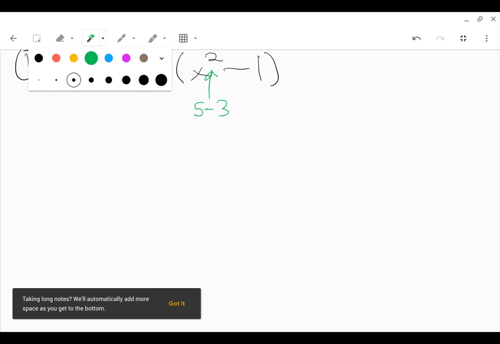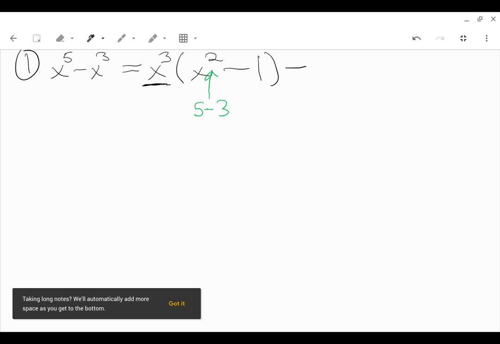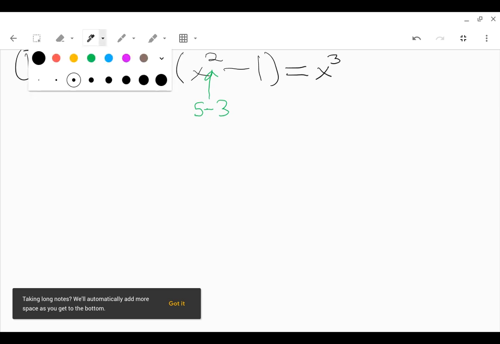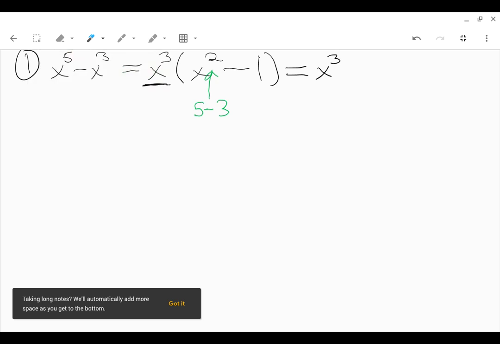Okay, and then in this case, x squared minus 1, that's a difference of squares. And so this expression here can be factored as x plus 1, x minus 1. And there's the completely factored form for that expression.